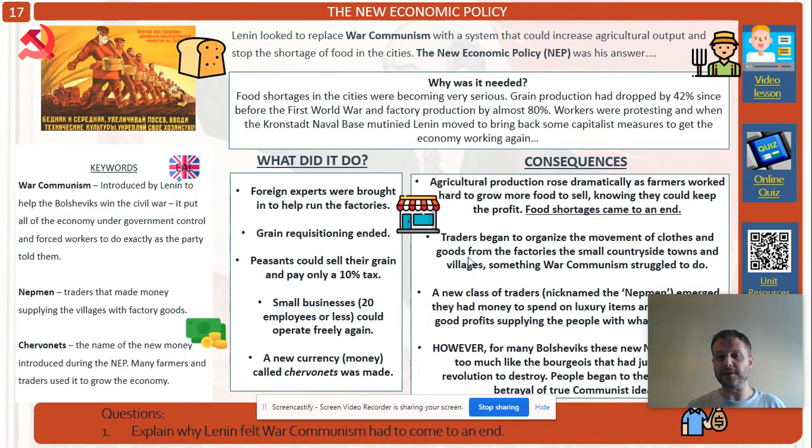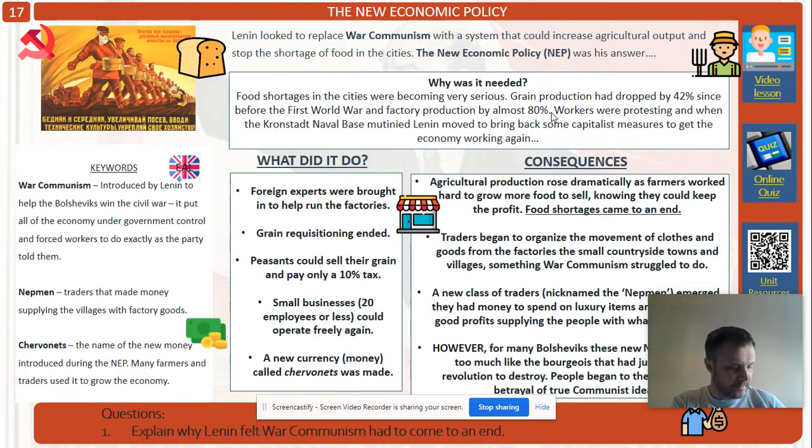Well, we've kind of established why it was needed when we looked at the consequences of war communism and the Kronstadt naval mutiny, almost as a result of war communism. Basically, to recap, there isn't enough food in the cities. Grain production has dropped 42% since before the First World War, and factory production by almost 80%. For a communist system that has promised its people food and abundance and wealth beyond their dreams and blah, blah, blah, this is not very good.